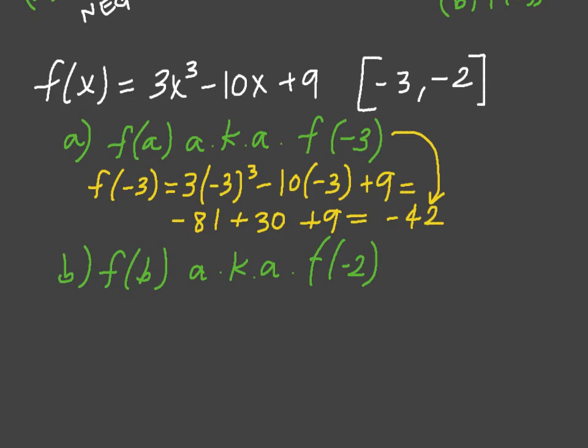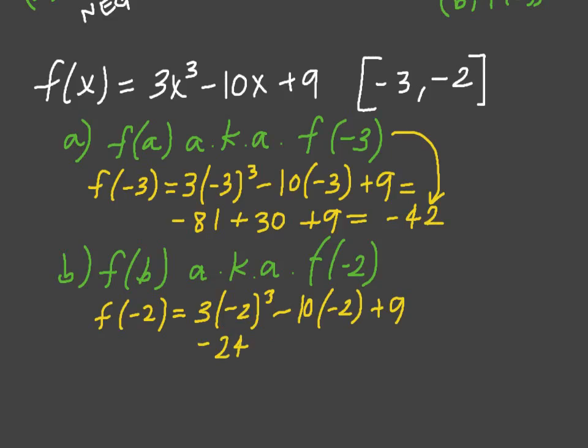All right, and let's go down and also do f of negative 2. And again, I'm going to do direct substitution. So 3 times negative 2 cubed minus 10 times negative 2 plus 9. So, again, order of operations, you have to do exponents first. So negative 2 cubed is negative 8 times 3 is negative 24. Okay, and then negative 10 times negative 2 would be plus 20 plus 9. That gives us 5. So f of negative 2 is 5.